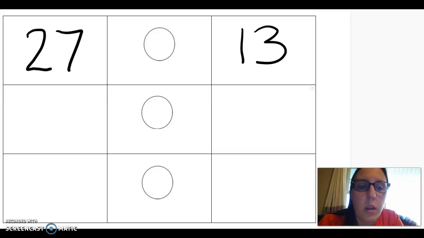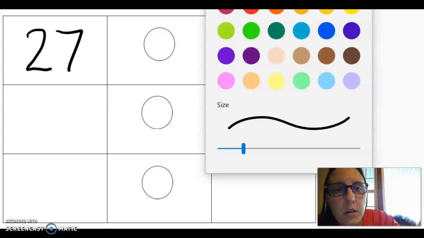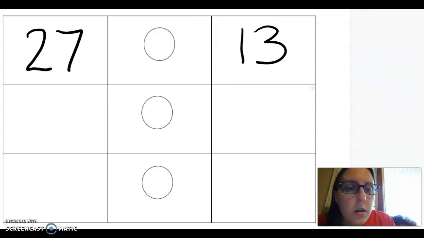Now, whoever you are working with, I want you to have a discussion with them. I want you to determine if the number 27 or the number 13 is greater. Remember, greater means the bigger number, okay? So, before we put our greater than, less than, or equal to sign between these two numbers, we need to figure out which one is bigger.